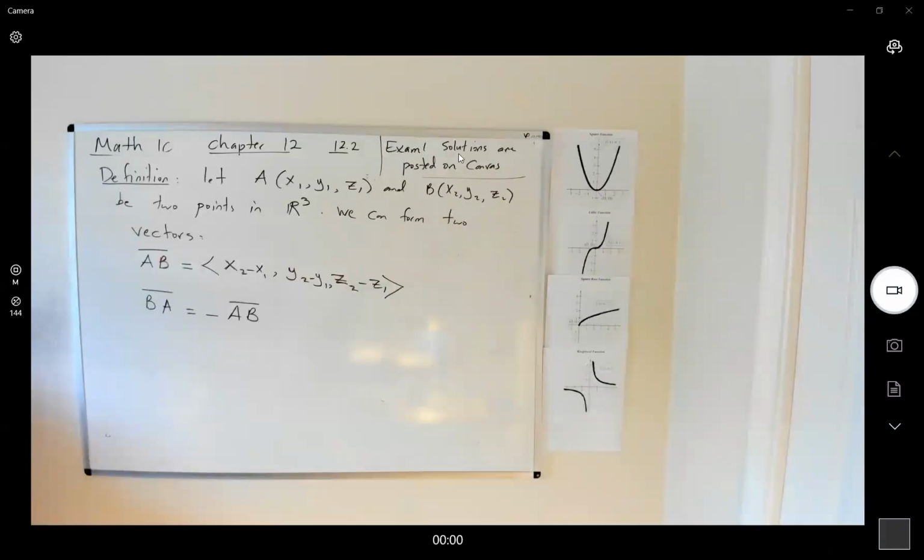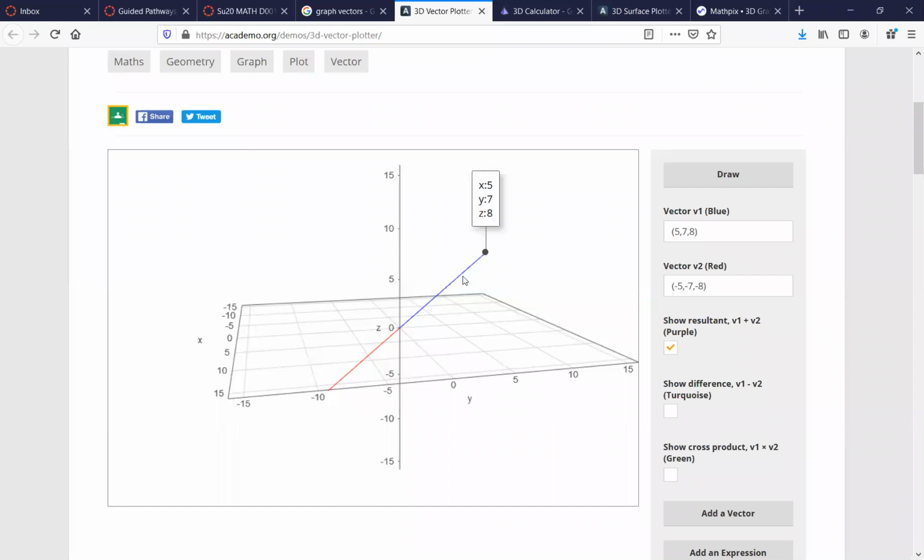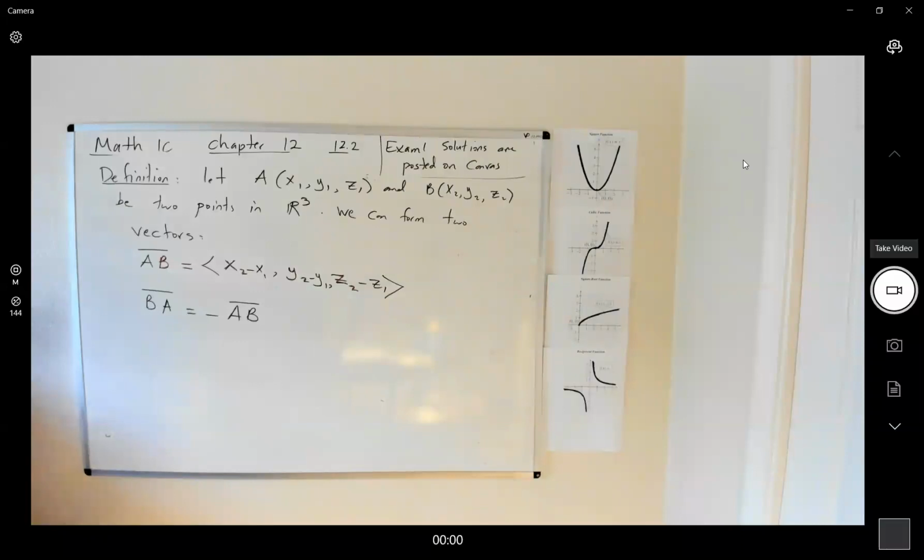So let's take a look at two vectors. The first vector, for example, is ab with coordinates 5, 7, 8. The second one is ba, which is -5, -7, -8. As you can see, they have the same magnitude, but they are in opposite direction. If you add these two vectors, the sum is equal to 0. So the magnitudes of these two vectors are the same, in exact opposite direction.